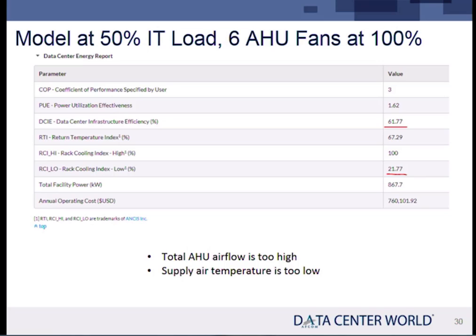We've got too much air, supply temp too low. This is generally what I see every time I enter a data center: the supply air volume is too high, and the supply air temp is too low.